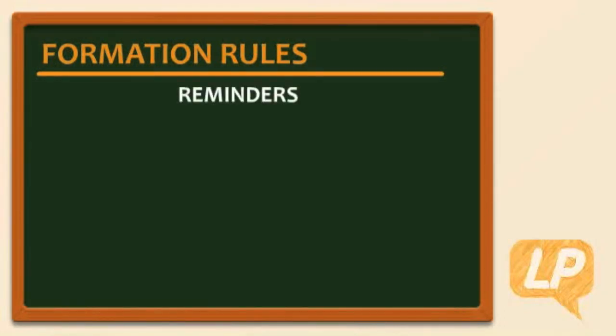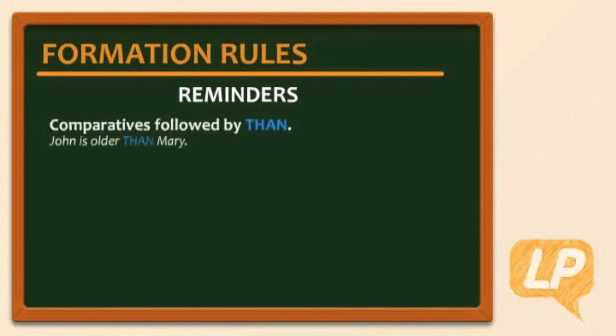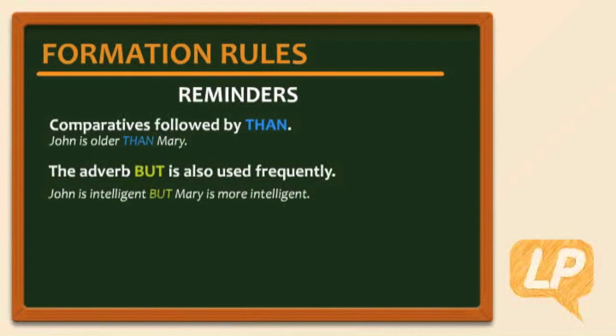Here are a couple of reminders. Comparatives are followed by the word than. For example, John is older than Mary. The adverb but is also used frequently. Example, John is intelligent, but Mary is more intelligent.